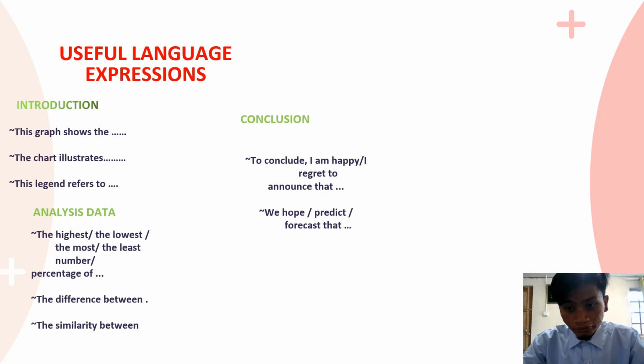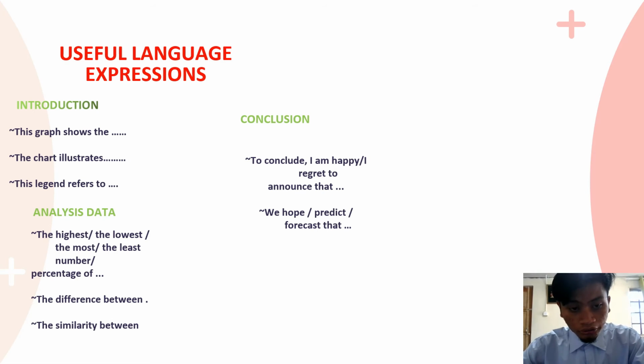Okay, now you can see on the slide useful language expressions. It is important for you to put these words in your presentation to improve your communication language. For example, for the introduction, you can use "this graph shows the" and you put the data, or "the chart illustrates the" data, or you can use "this legend refers to" in your introduction, so it can make your introduction more powerful and energetic.